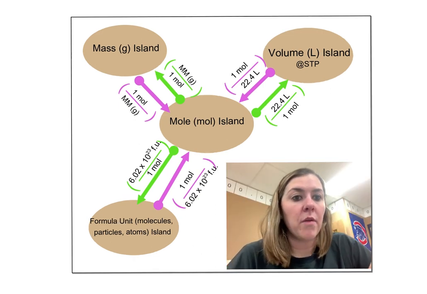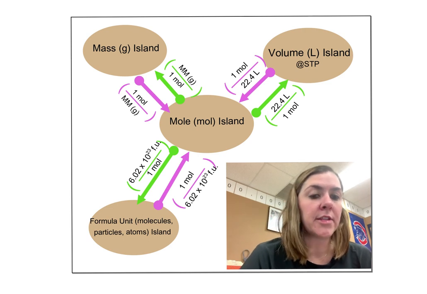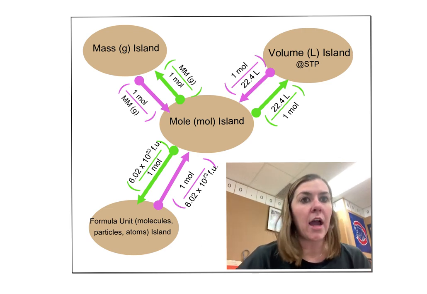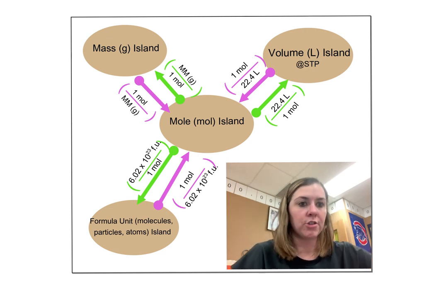You were right. When we go from FU island to mole island, we're going to put the 1 mole on top, and then the 6.02 times 10 to the 23rd formula units, or FUs, on the bottom. I am fine with you putting FU as the unit on your paper, but you better do it right if you're going to put FU to your teacher on the paper.